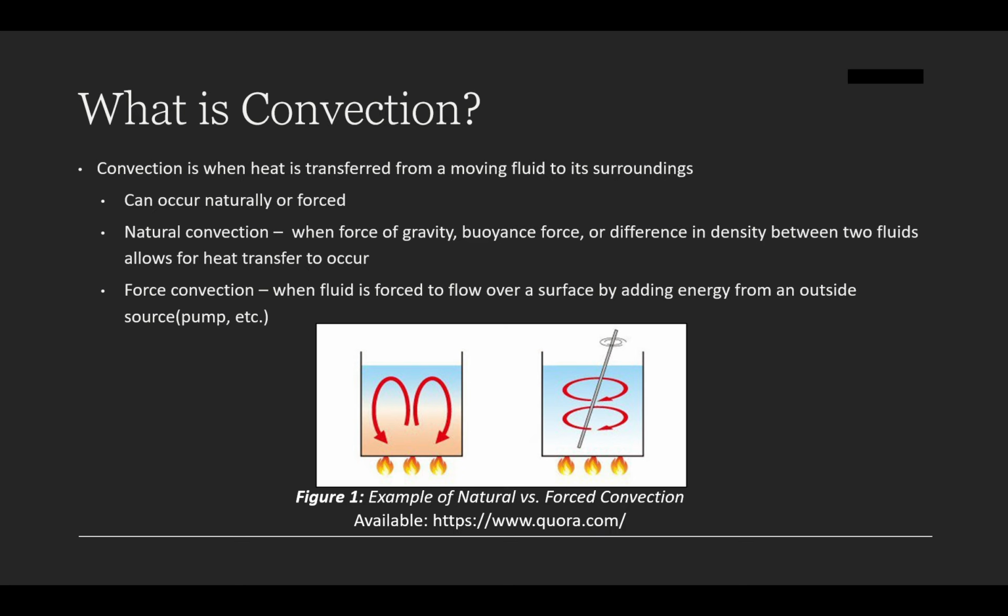Forced convection can be seen in the right image in Figure 1. A glass stir rod is used to mix the fluid within the beaker, which allows for heat transfer to occur more quickly. This is an example of applying force to a fluid for it to flow over a surface and cause heat transfer to occur. The temperature is more equal throughout the fluid for this example of forced convection as compared to the example of natural convection in Figure 1.